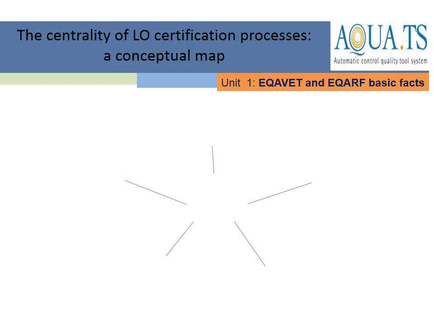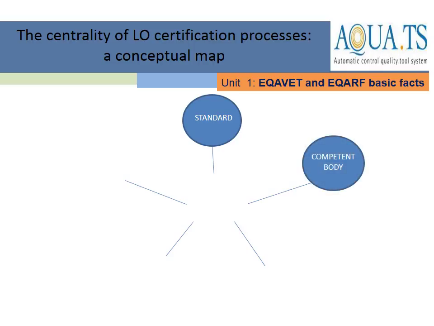The centrality of learning outcomes certification processes, a conceptual map. The shift to learning outcomes implies a renewed attention to the processes of certification. It will then be necessary to clarify what this means and how these processes are understood in more recent European documents. We will do so starting from the definition of qualification. The definition of qualification reads: qualification, a formal outcome of an assessment and validation process which is obtained when a competent body determines that an individual has achieved learning outcomes to definite standards.